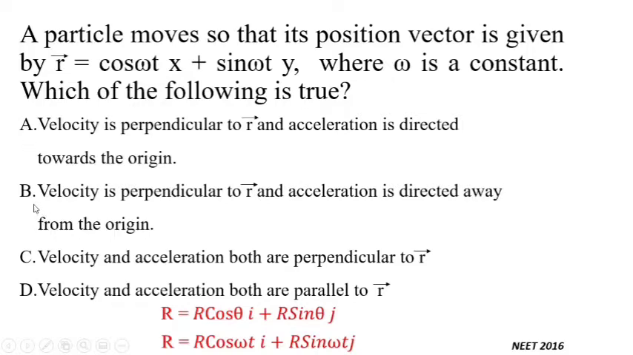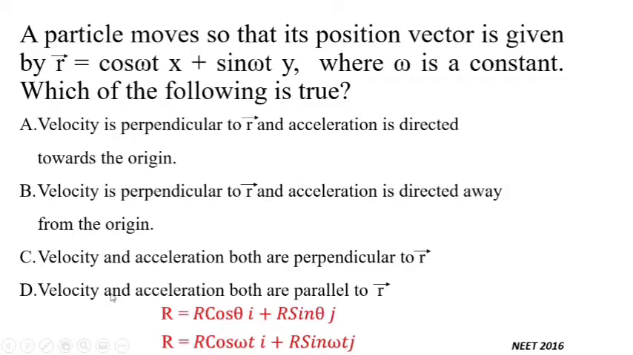If you look into option B, it is given that velocity is perpendicular to r and acceleration is directed away from the origin. So this is not correct. Option C says velocity and acceleration both are perpendicular to r. So this is also not correct. In case of circular motion, acceleration is towards the center. That is why the direction of the object keeps on changing.